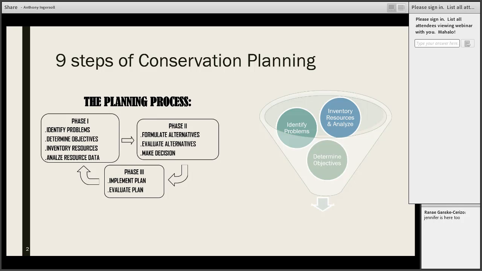Just to recap from last webinar, the planning process is extremely fluid and dynamic, and while we might represent it as a simple step-by-step process, some parts of the process really have a lot of overlap, and as planners, we move back and forth among the steps, particularly in the earlier phase of the process, as we inventory, analyze, and identify problems, and sometimes even the producer's objectives will begin to evolve as they better understand the issues as they go through this process with us.